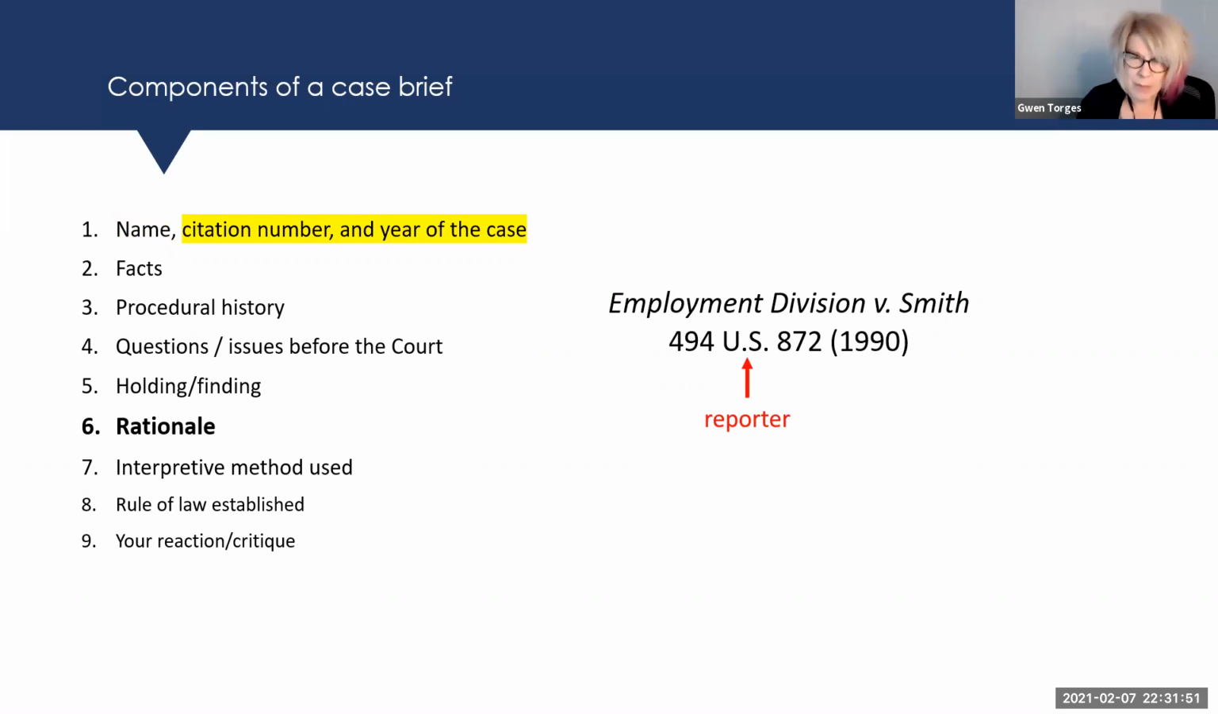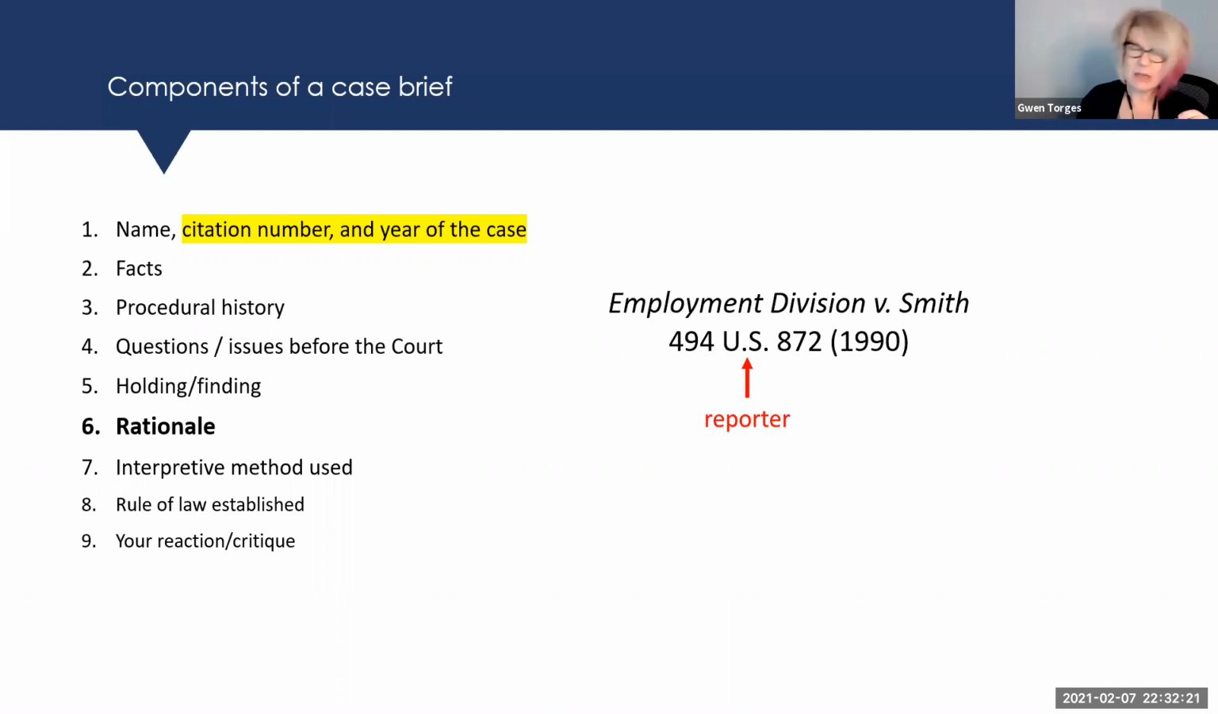So the middle letters are referred to as the reporter, because at one time, if we go back to the late 1700s, early 1800s, when cases were first being handed down by appellate courts in the United States, it was usually some person who thought it would be a good idea to collect these things. And after you got a certain number of them, they would put them together and bind them into books or volumes.